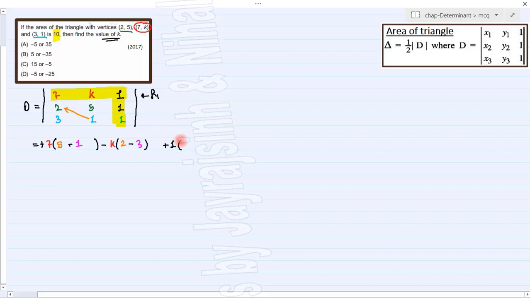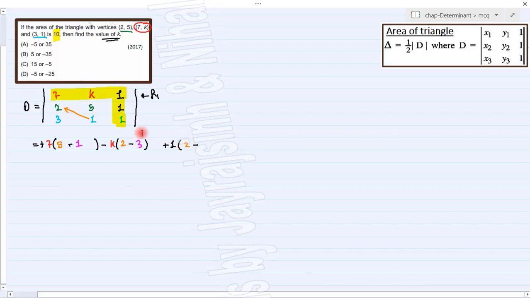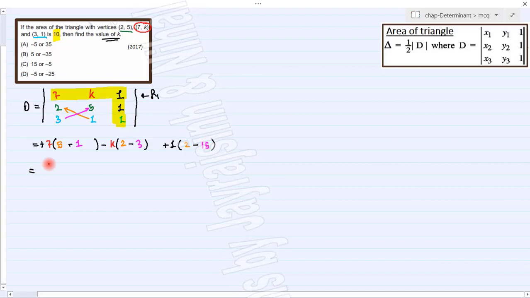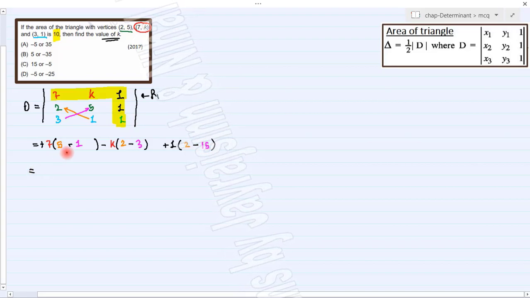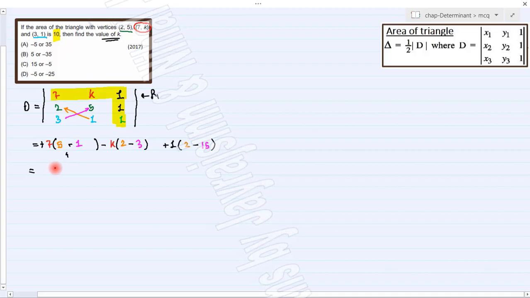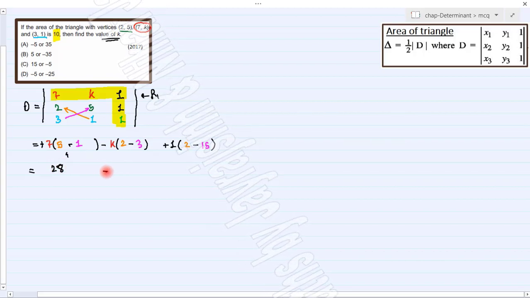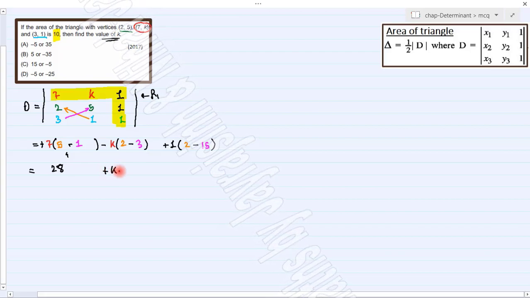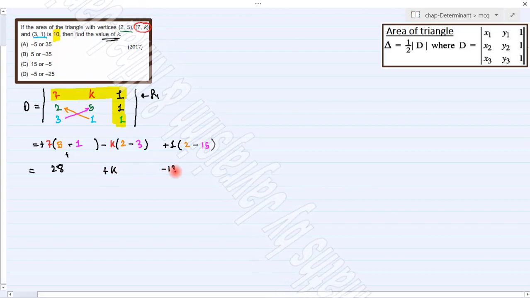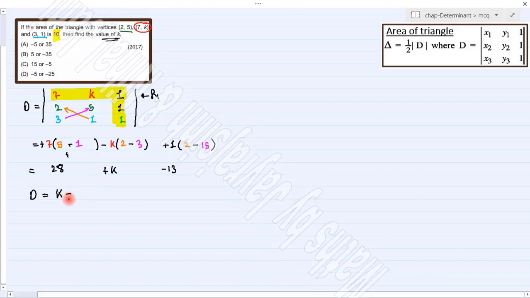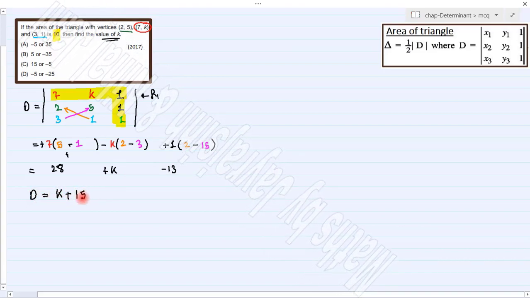1 2s are 2 minus 3 5s are 15. So here we'll get 5 minus 1, or we can say 4. 4 into 7 will be 28, minus 3 minus 1 will be minus 1. So here we'll get plus k minus 13. So your D will be k plus 15.